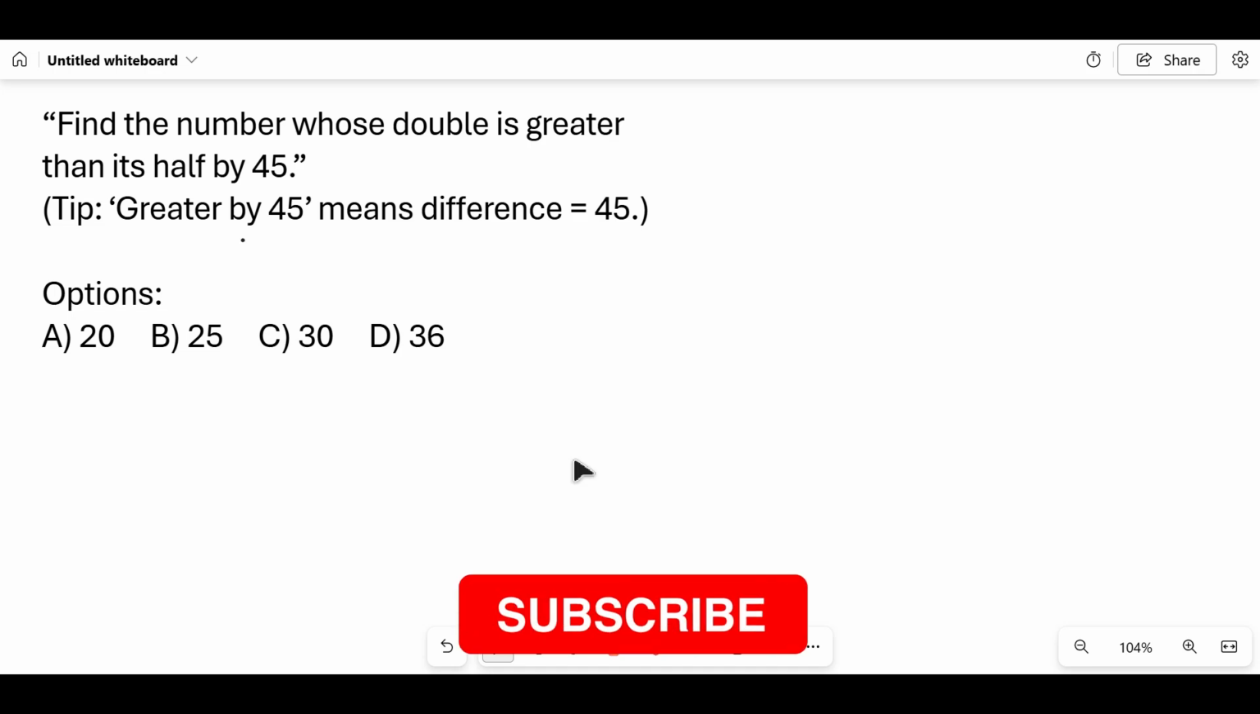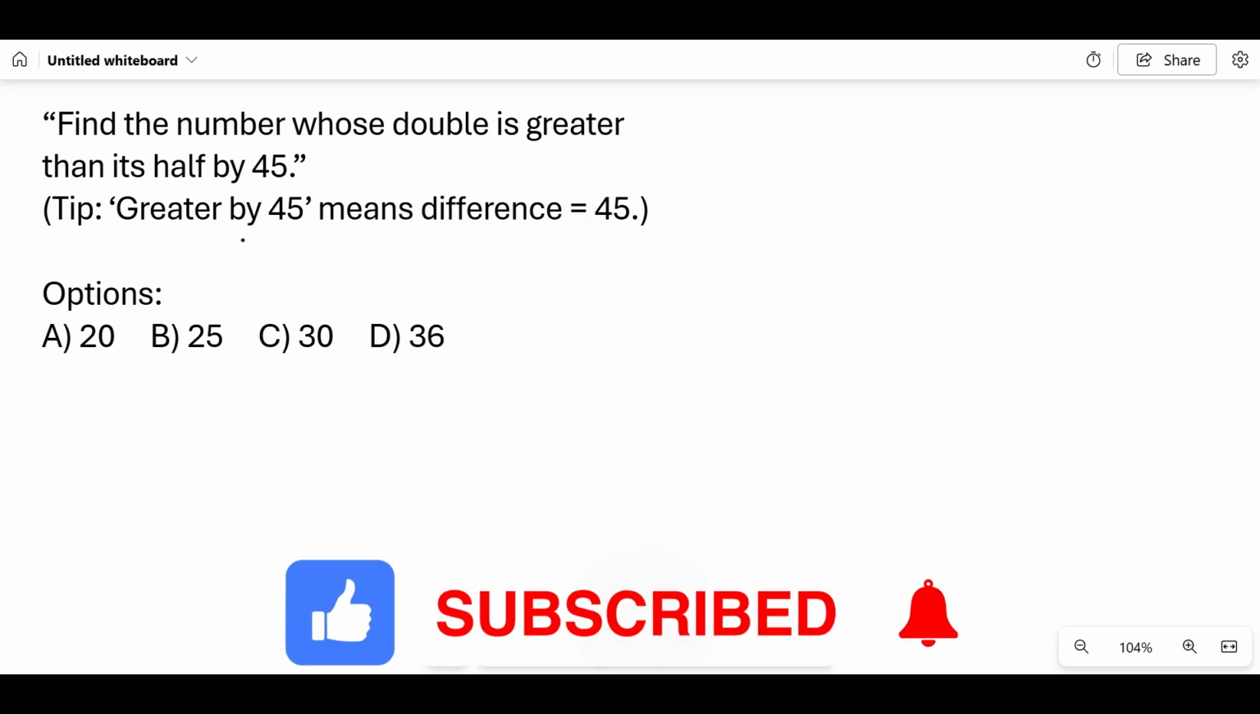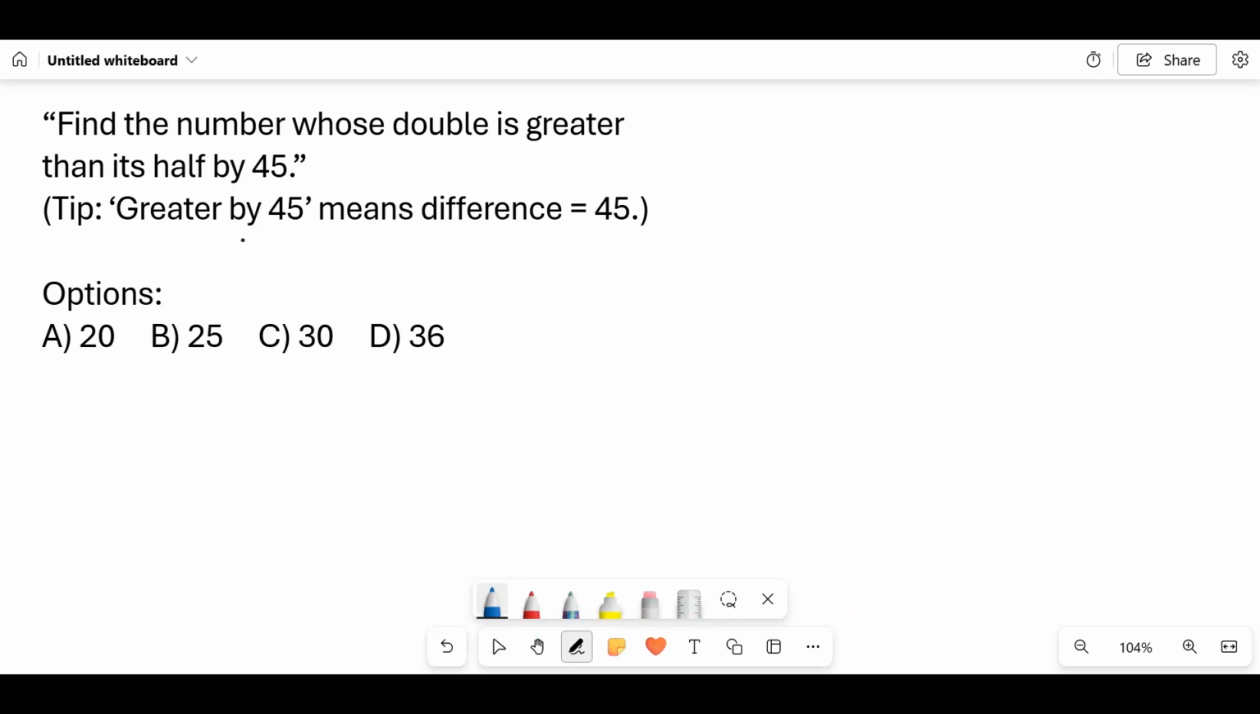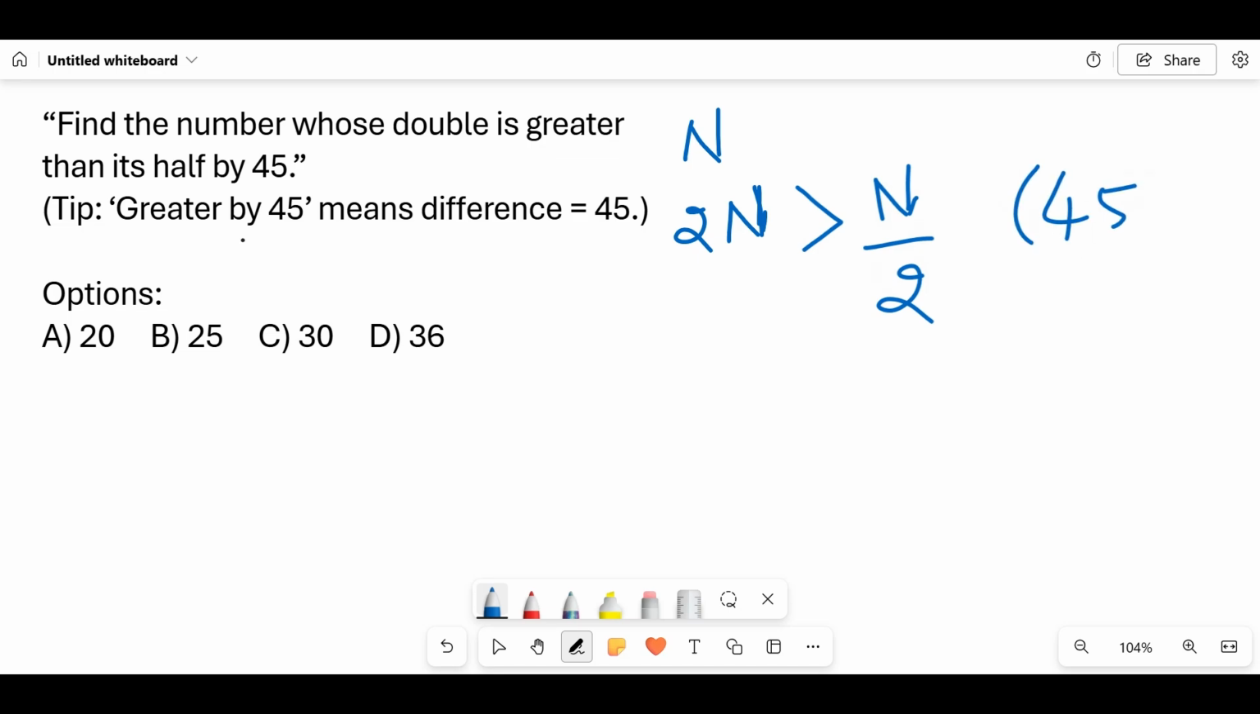First, we have to find the number, so let us assume the number be n, since we don't know it. They are saying whose double, and double means 2n, which is greater than its half. Its half means n divided by 2, and it is greater than its half by the amount 45.